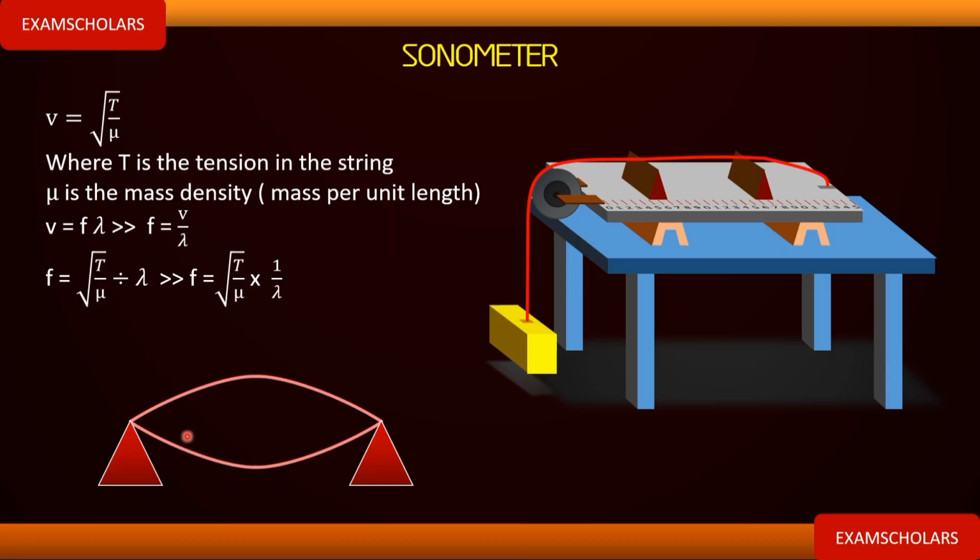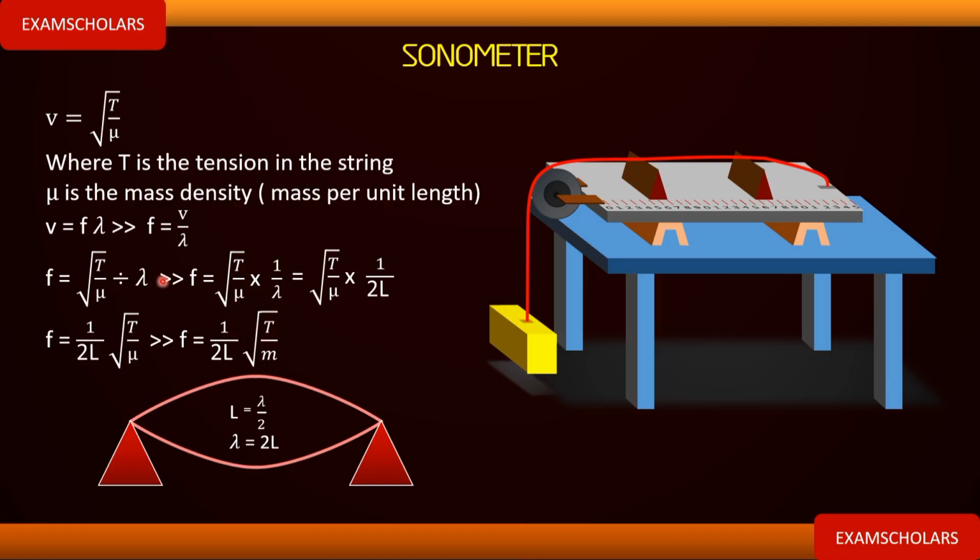Now it's very simple. We know that this pattern is what? L is equal to lambda over 2. Okay, so lambda is equal to what? 2L. So when you see lambda inside this formula, you can put 2L. So you have root T over mu times 1 over 2L. Bring out 1 over 2L. So you have f equals 1 over 2L times root T over mu.